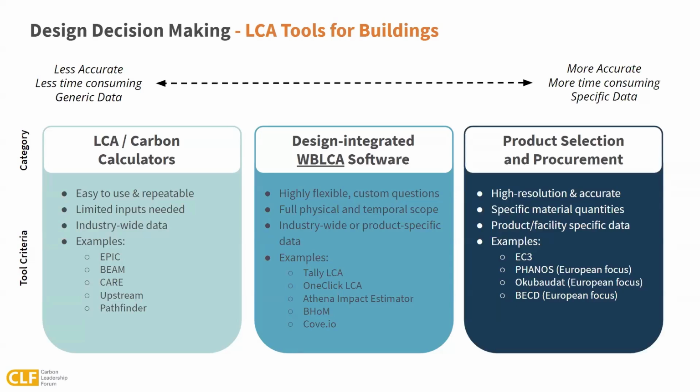Lastly, there are product selection and procurement tools. You can think of these as EPD databases that facilitate comparison to help users select lower carbon products. Users can enter the exact material quantities, pair those quantities with product EPDs, and estimate the total impacts of a building. Thus, they're most often used later in the project when all that information is known. And a common North American example of this is the EC3 tool, but others also exist for different geographies.